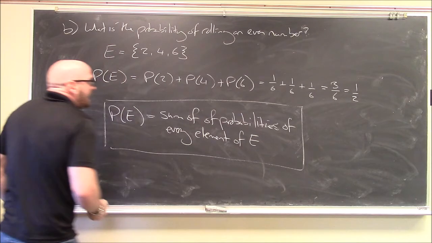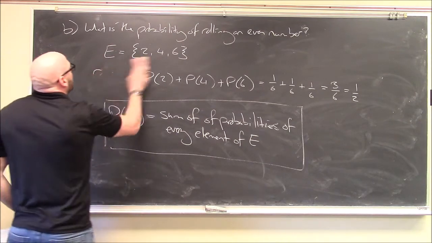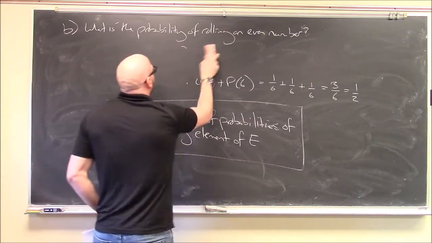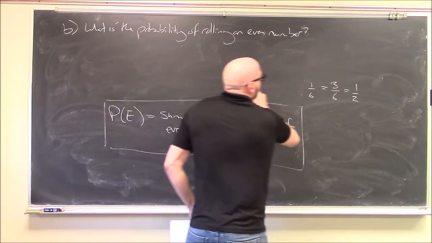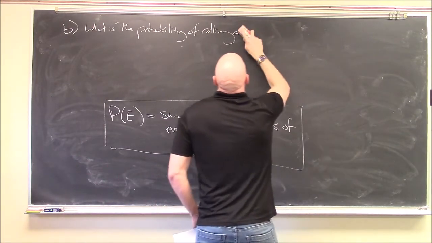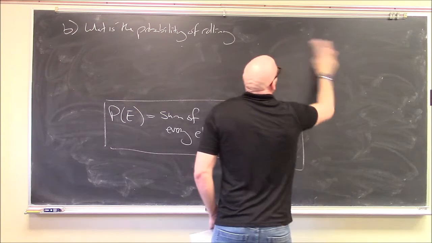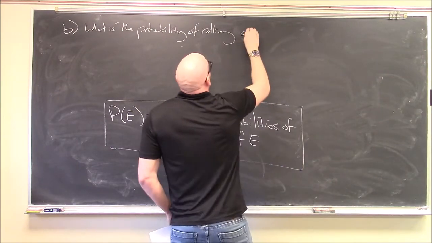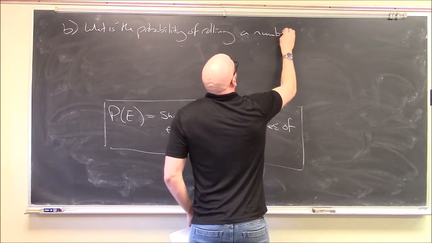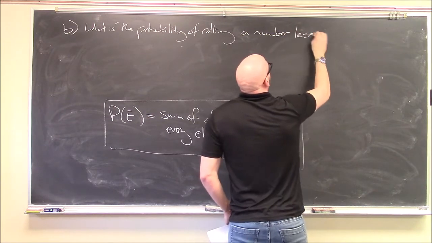Alright, so with that in mind, let's do one more example. How about, what is the probability of rolling, here I'll just leave most of this on the board, what is the probability of rolling a number less than 3?